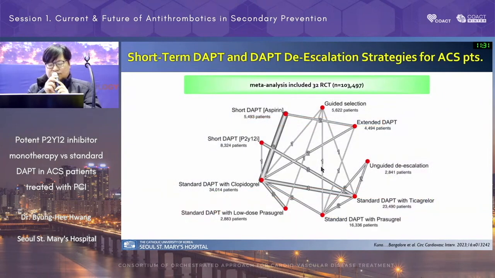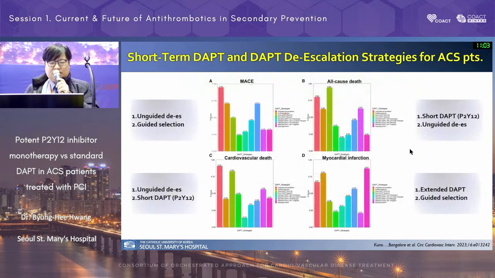There is another network meta-analysis with 32 RCTs with more than 10,000 people for the ACS patients in 2023. So you can see short DAPT with aspirin, short DAPT with P2Y12 inhibitor, standard DAPT with low dose prasugrel, standard DAPT with prasugrel, standard DAPT with ticagrelor, unguided de-escalation, extended DAPT, guided selection. Very complicated, but in this, there is a P-score. A higher P-score means it's better, safer, with better efficacy.